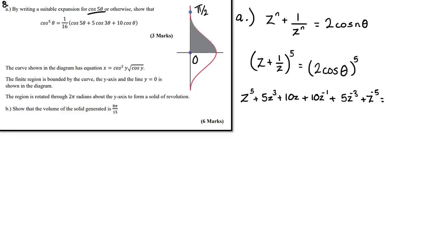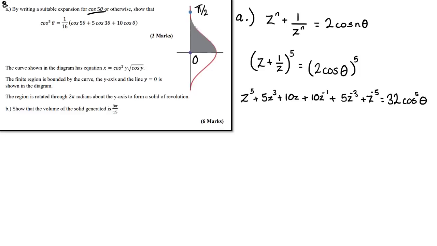And this is all equal to the right-hand side here. So if we take 2 cos theta and raise it to the power of 5, well, 2 to the power of 5 is 32. So it gives us 32, and then cos theta to the power of 5 is simply cos to the power of 5 theta. And this looks perfect up to here now.